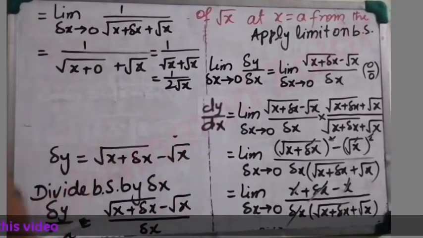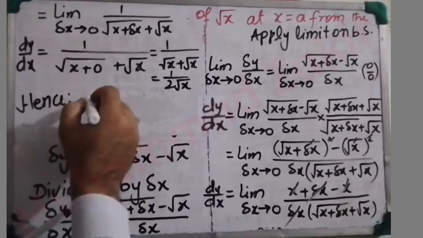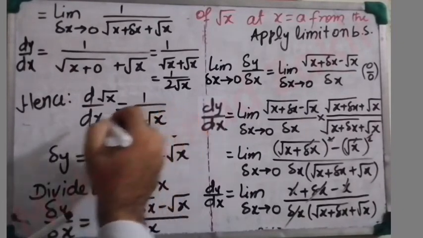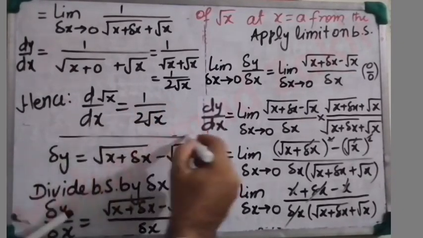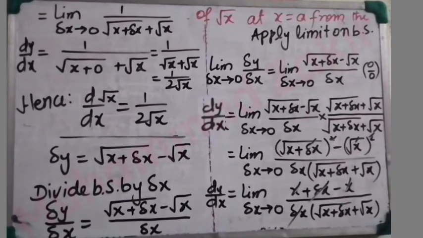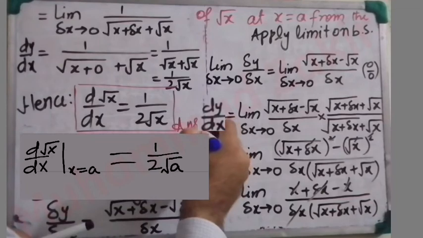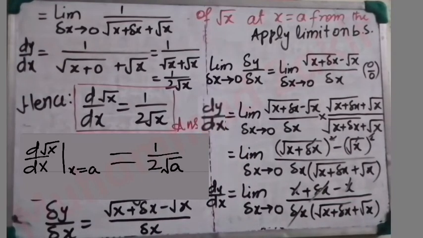Then we have to substitute in it a. Dy by dx is, as y is square root x, so y can be replaced by square root x. It is equal to 1 by 2 square root x. Now we substitute in it x equal to a. When we substitute, it becomes 1 by 2 square root a. This is answer.